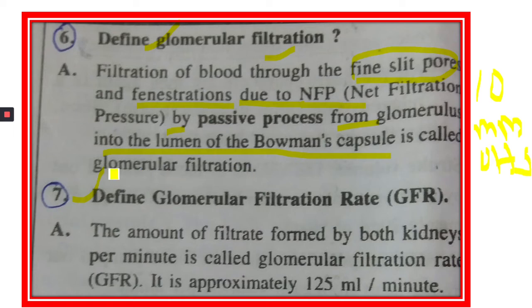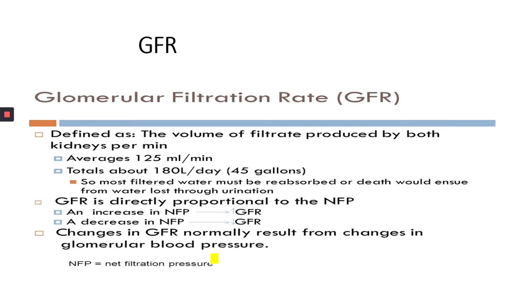Next one, glomerular filtration rate. What is meant by GFR? The amount of filtrate formed by both kidneys per minute is called glomerular filtration rate. The average GFR is 125 ml per minute. Total for a day, 180 liters. That is the GFR per day. So most filtrate water must be reabsorbed, or death would ensue from water loss through urination.